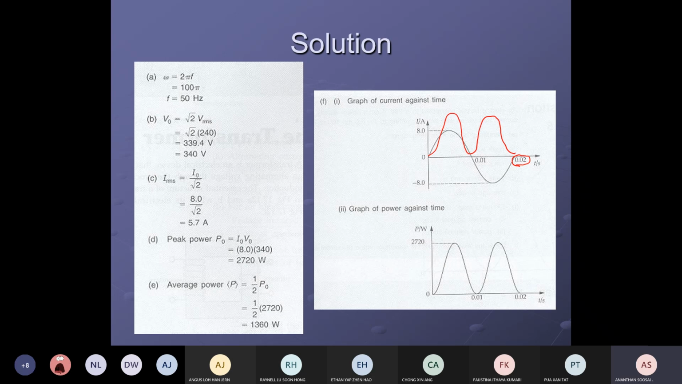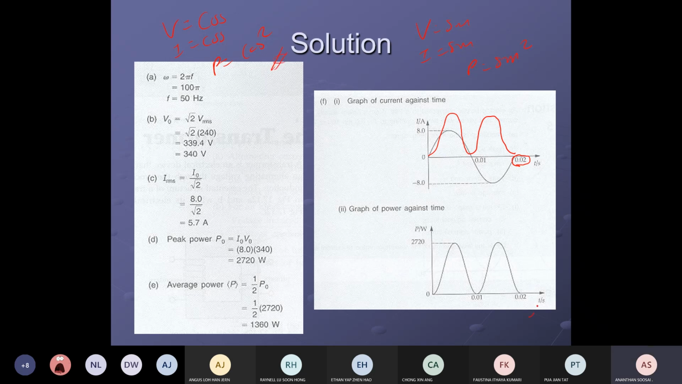Okay, please include: if V is sine, I also will be sine. So power will be sine squared. If V is cos, I will be cos, and power will be a cos squared graph. Okay, so remember.